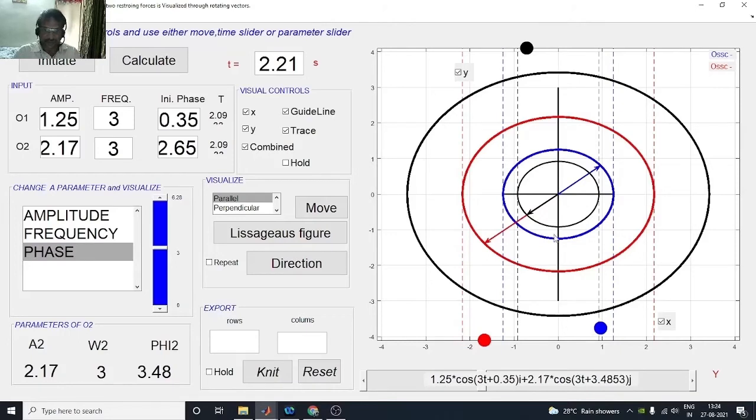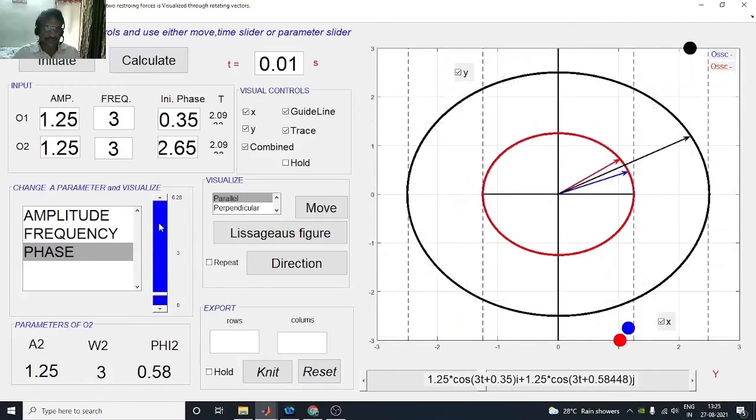Now this amplitude will be 0 if both the amplitudes of the oscillators are the same. Let us see that now. Now both the amplitudes are the same, frequencies are the same. Now let us see what happens as a function of phase difference. Now we can see only a red circle. The blue circle is disappearing because they are overlapped on one another. You can see the length of the blue and red arrows are the same.